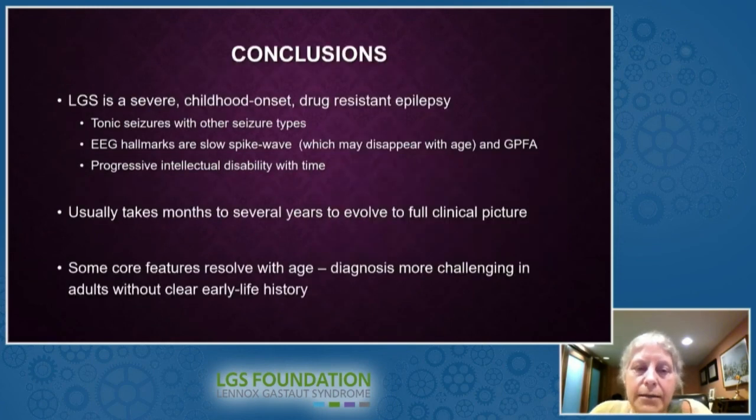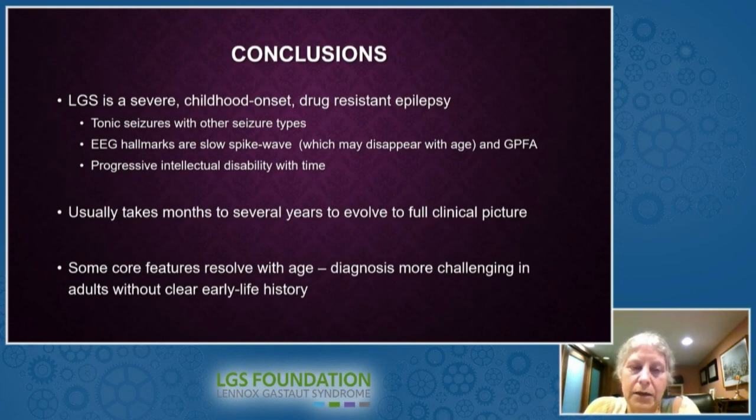So to conclude, Lennox-Gastaut syndrome is a severe, typically childhood onset drug-resistant epilepsy. The core features really are tonic seizures with at least one other seizure type, usually atypical absences, but many other seizure types can be seen. The EEG hallmarks are slow spike wave, and the slow spike wave can actually disappear with age, as well as generalized paroxysmal fast activity, which tends to remain with age, but can be seen only on a sleep recording. And then there is progressive intellectual disability with time.